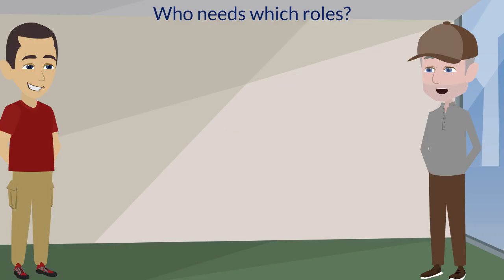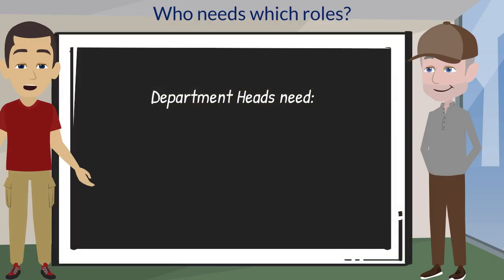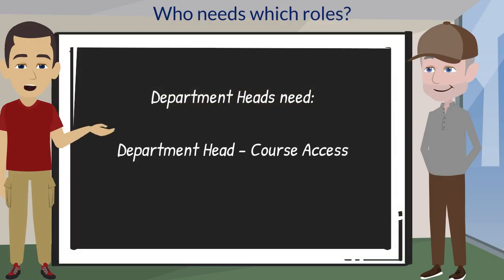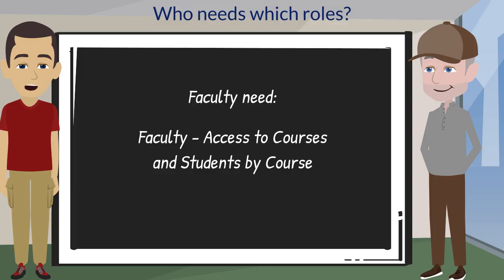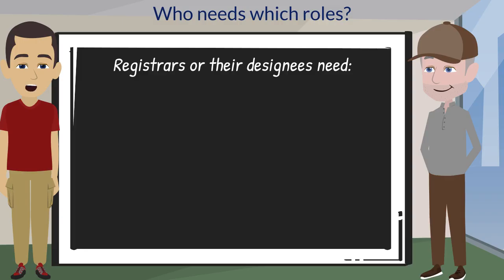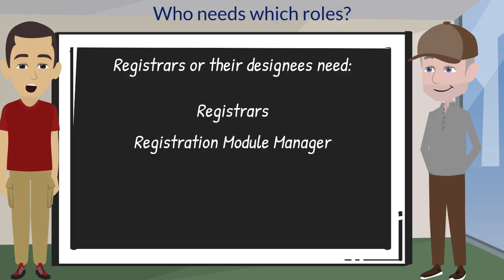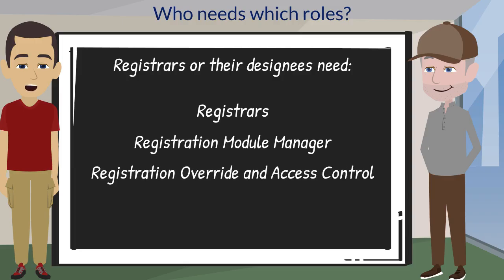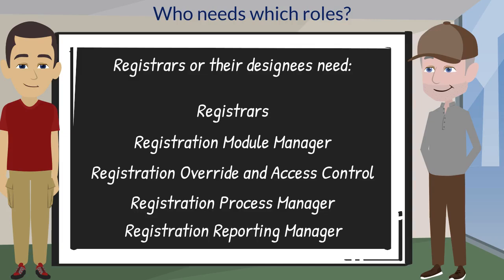So that's a quick overview of the roles available, but you're probably wondering who should be assigned to each role. Of course, department heads need a copy of the Department Head Course Access role, and faculty need a copy of the Faculty Access to Courses and Students by Course role. Registrars or their designees need a copy of the Registrar's role, and depending on staff size, can divide up these others: Registration Module Manager, Registration Override and Access Control, Registration Process Manager, and Registration Reporting Manager.